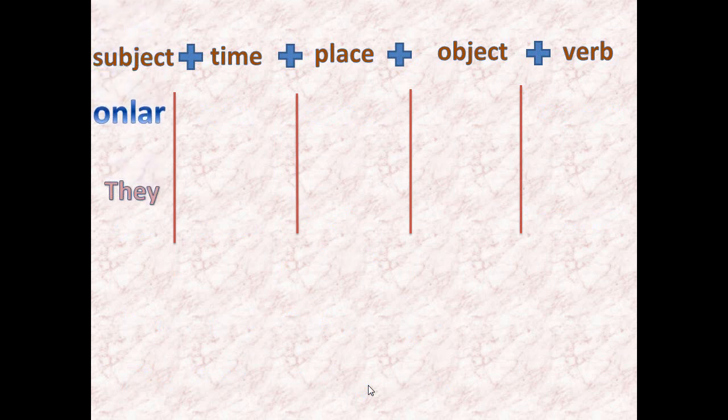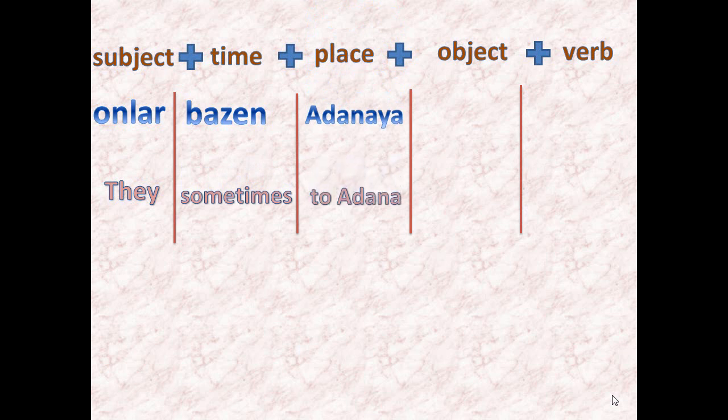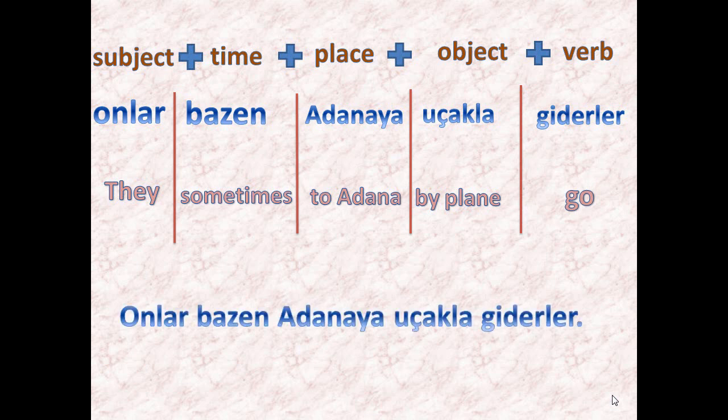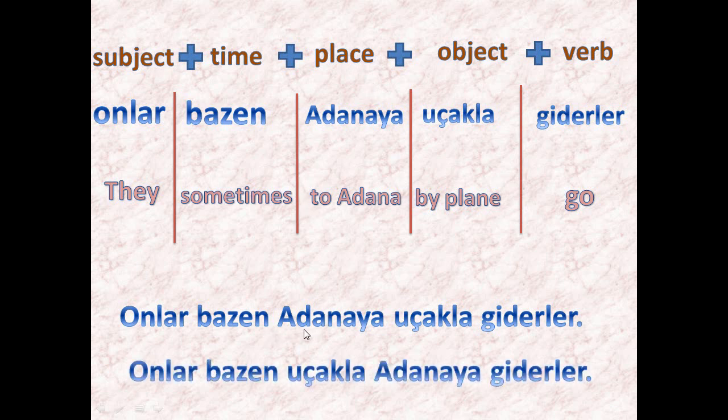Onlar means they. Bazen means sometimes. Adana'ya means to Adana. Adana is a city. Uçakla, by plane, giderler, go. In plural form of the third person. Okay, so here we have onlar bazen Adana'ya uçakla giderler. Means they sometimes go to Adana by plane. We can have a little bit of a change here in object and place. So we can have the sentence like this. Onlar bazen uçakla Adana'ya giderler. They sometimes go to Adana by plane.